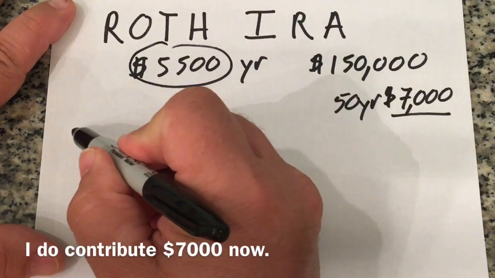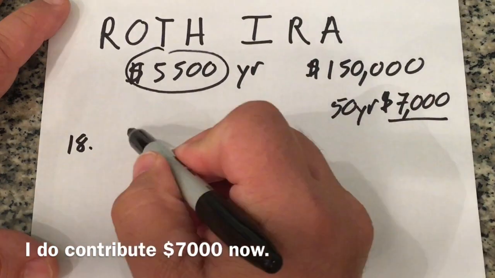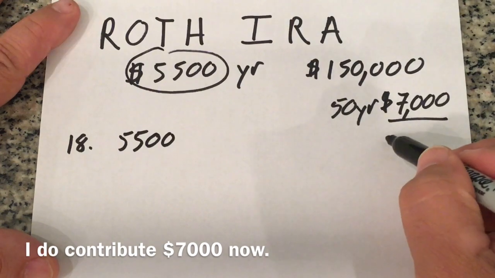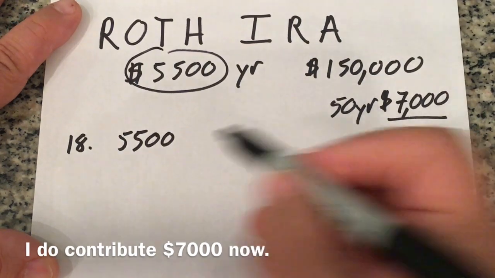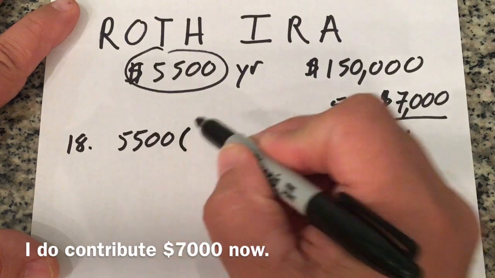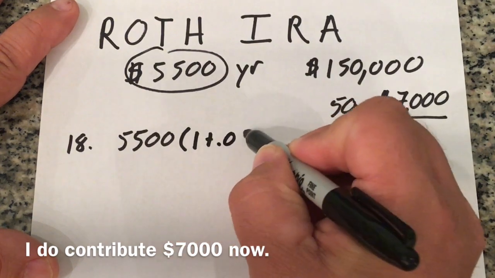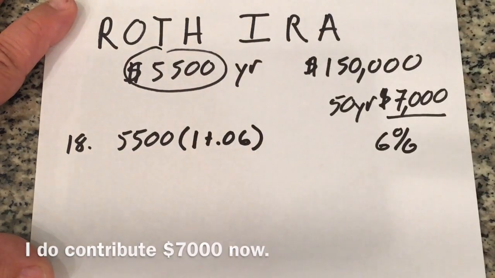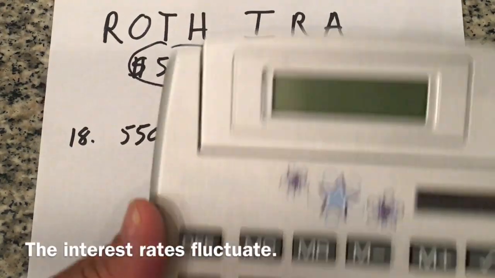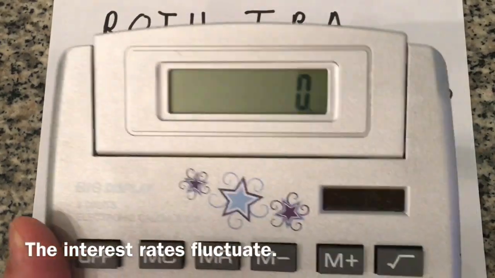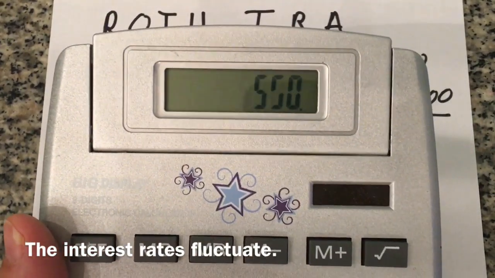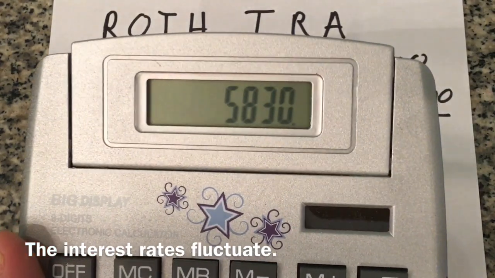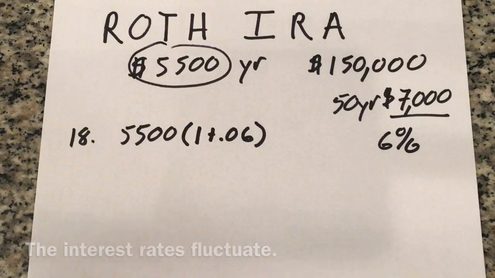So let's say you start when you're 18, and you put in $5,500, and you earn 6% interest. So basically, I'm going to do that times 1 plus 0.06. And this can be done on a basic calculator. You don't really need a fancy calculator to do these. So 5,500 times 1.06. And at the end of 1 year, you'll have $5,830.